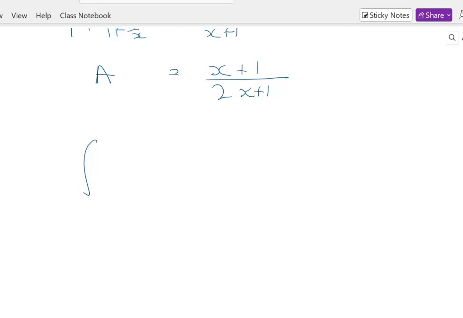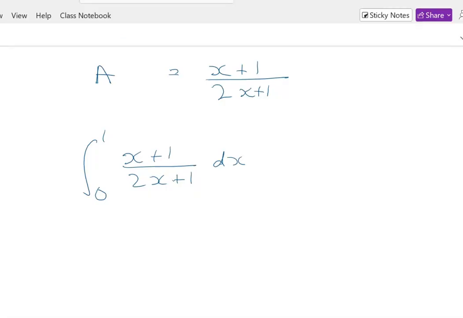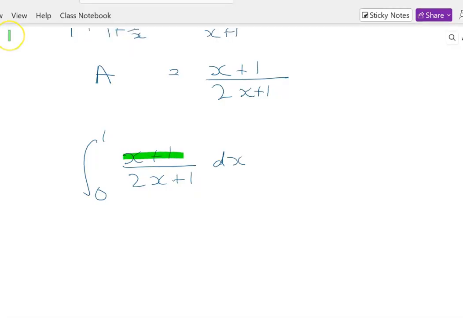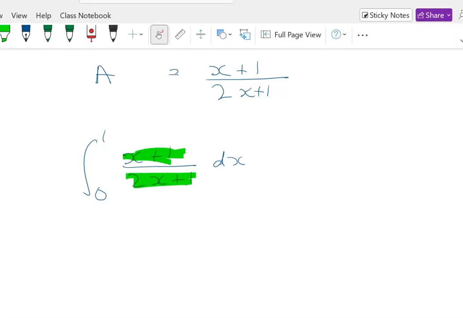Let's see what we've got. We've got the integral from 1 to 0, and then we've got x plus 1 over 2x plus 1 dx. Now, you could go ahead and do some substitution stuff on it, but I didn't do that. I had a bit of a look first at forcing the numerator to fit into being a multiple of the denominator. So that's often a good place to start.